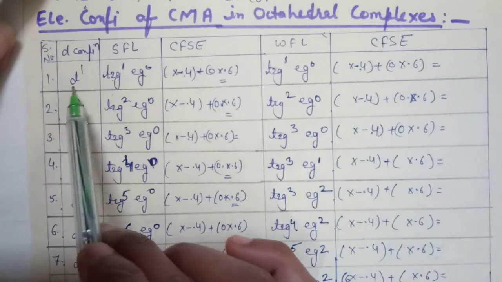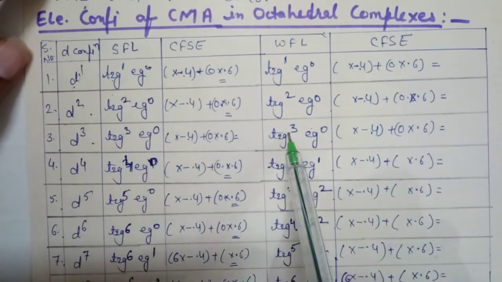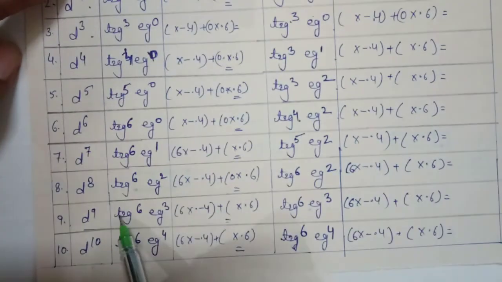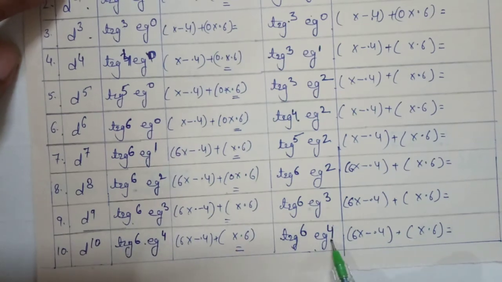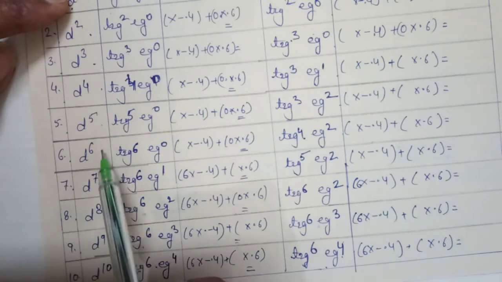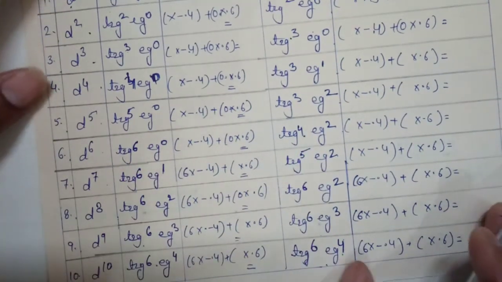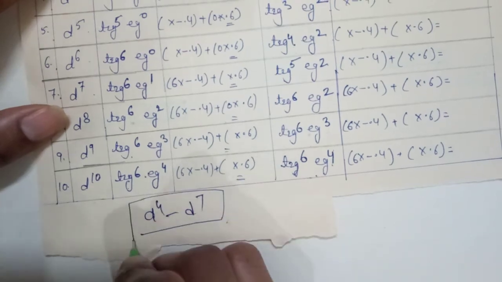The electronic configurations of d1, d2 and d3 are the same for SFL and weak field ligands, and the same for d8, d9 and d10. This means there is no effect on electronic configuration due to strong field or weak field ligands. While d4, d5, d6 and d7 are different for both. So only the ligand affects the electronic configuration, and only from d4 to d7.